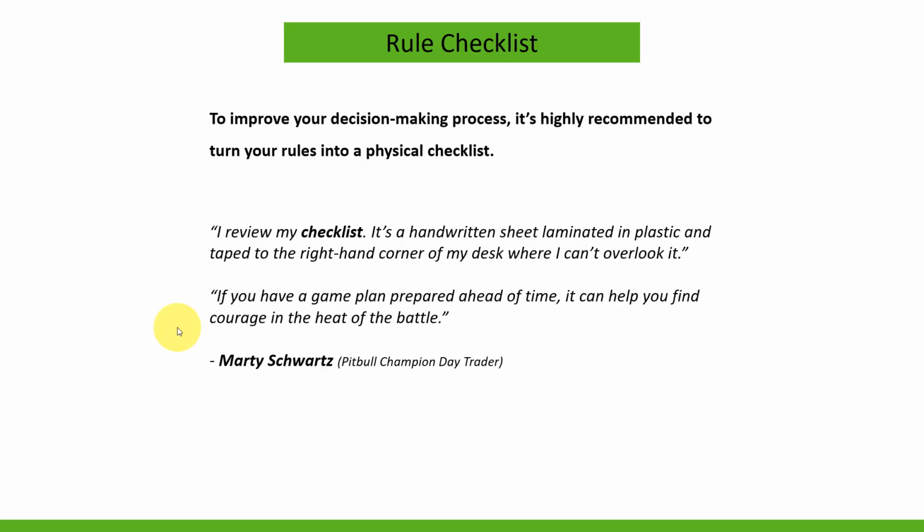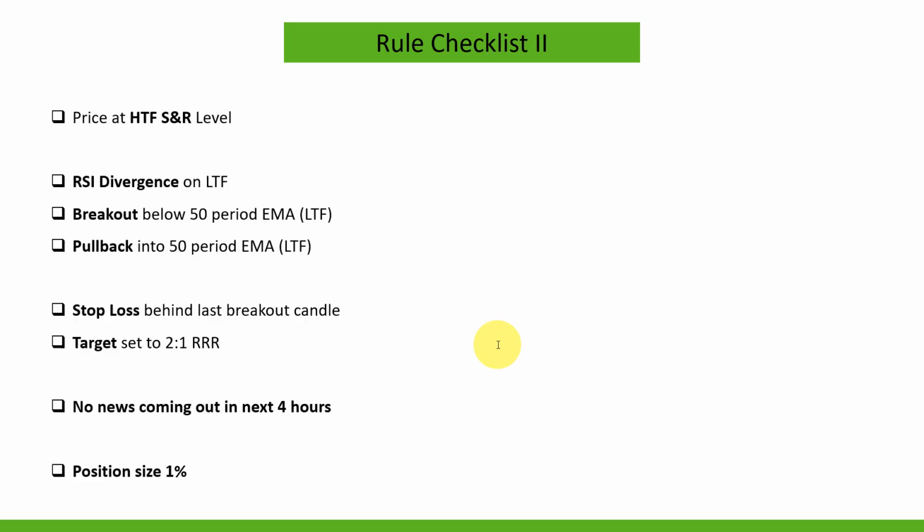I got this idea from Marty Schwartz, and he has a great book. The book is called Pit Bull: Lessons from Wall Street's Champion Day Trader. And he said that he has a checklist, and he reviews his checklist every time he's about to enter a trade. And this is a great way of making your decision making a little bit more objective, and also to check yourself to see, are you actually adhering to the rules, or are you currently breaking your rules? So it could be a very simple checklist. You can print it out, what I would recommend. And then just before every trade, just go through the checklist and make sure that you have everything that you need for the trade.